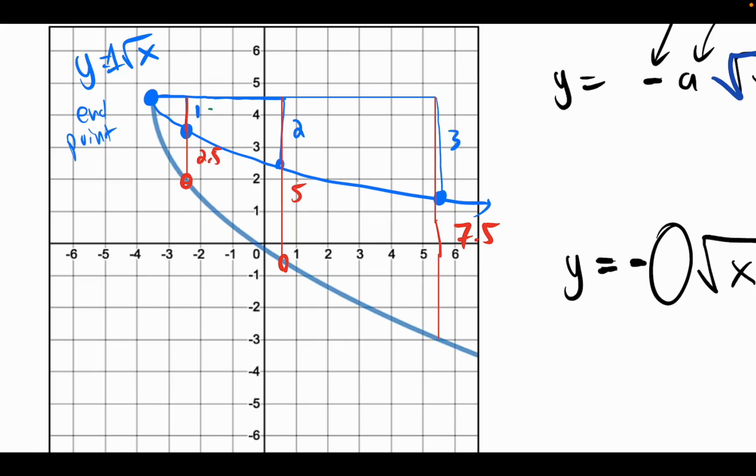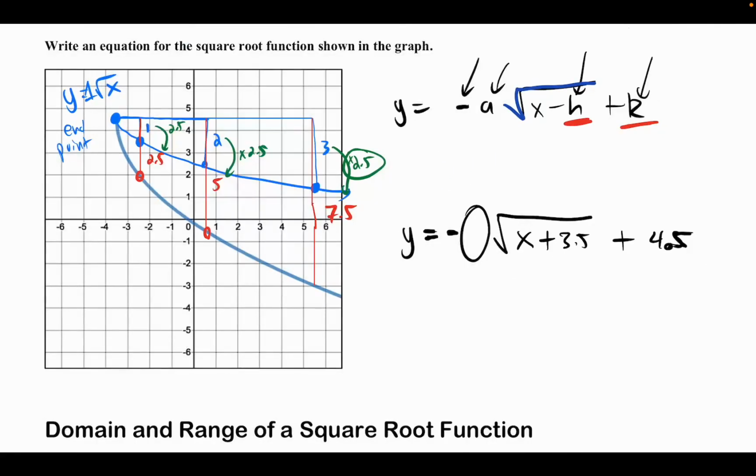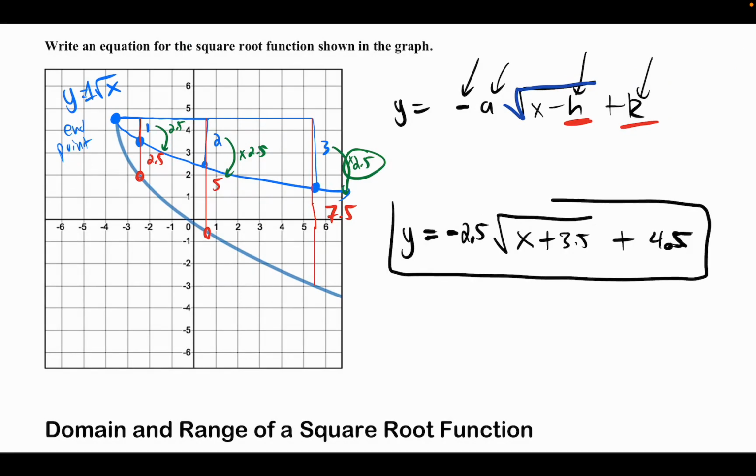So when you compare 1 to 2.5, it's 2.5 times higher, and it turns out that if you also multiply 2 by 2.5, you get 5, and if you multiply 3 by 2.5, you get 7.5. So because vertically it's going 2.5 times further than normal, then we would know that this number right in front here has to be a 2.5 with the negative in front. So that right there is the equation for that square root function.